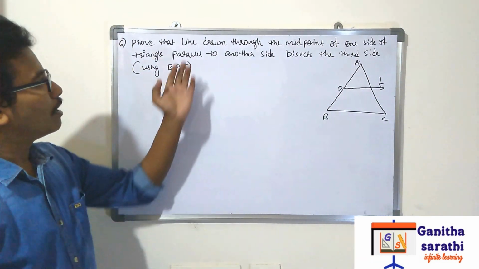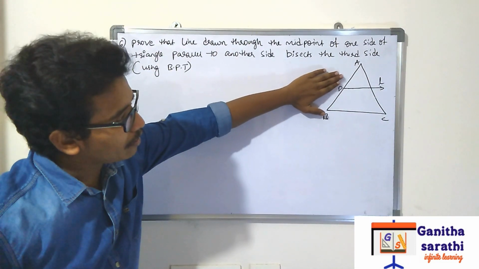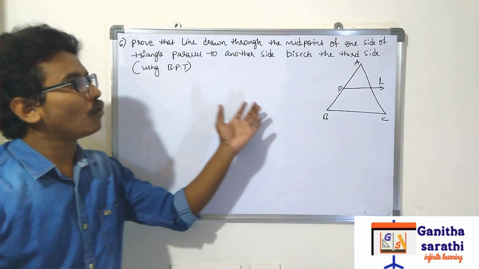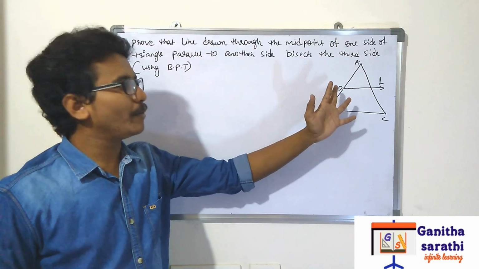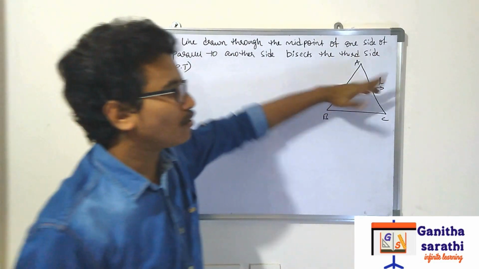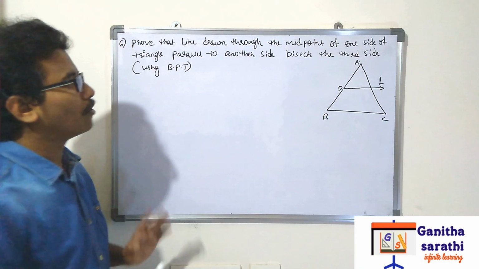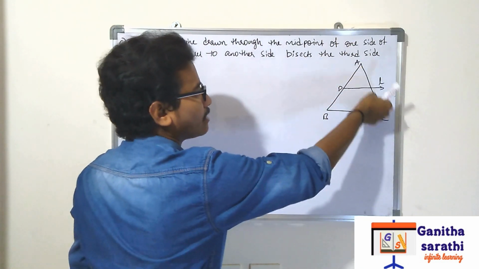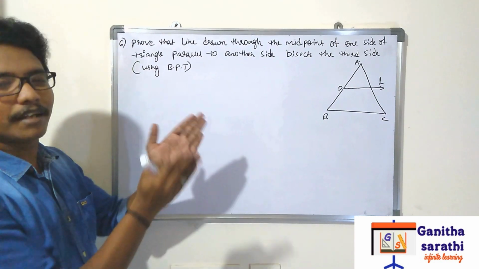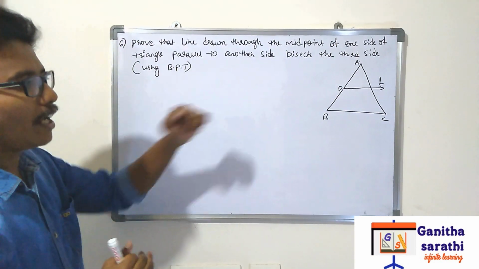Isn't that the question? Prove that the line drawn through the midpoint of one side of a triangle. So here, what is the midpoint of AB? I am taking D as the midpoint of AB. It is passing through line L. Now what do we have to prove? We have to prove that it bisects the third side, meaning it divides the third side into equal halves.